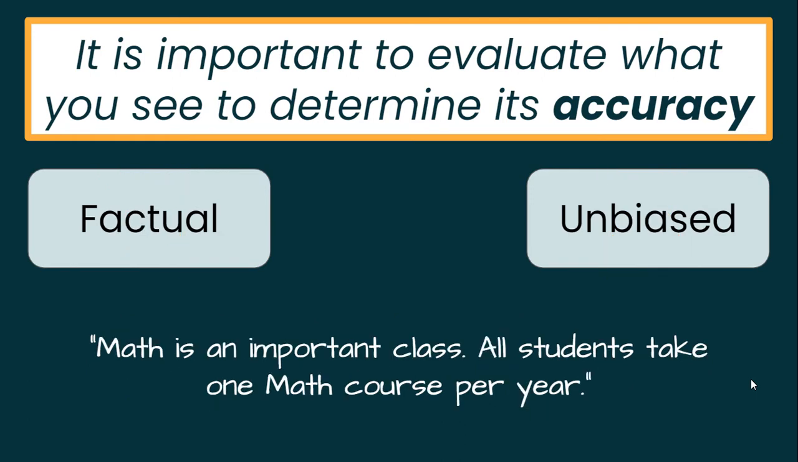If we looked at this quote, then I might say, "Math is an important class. All students take one math course per year." That is factual. It is provable that all students take one math course per year, and it's also provable that it's an important class. It's also unbiased because me as a social studies teacher, understanding that math is an important class is showing that I am not biased towards one class or another. I am using facts to provide this quote.